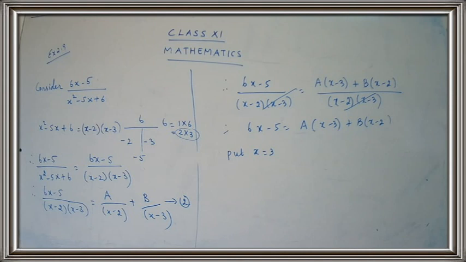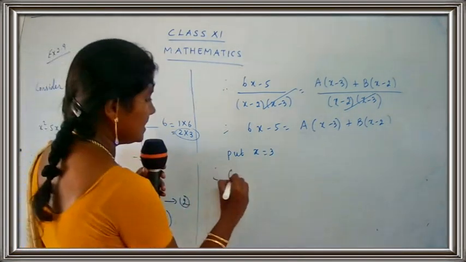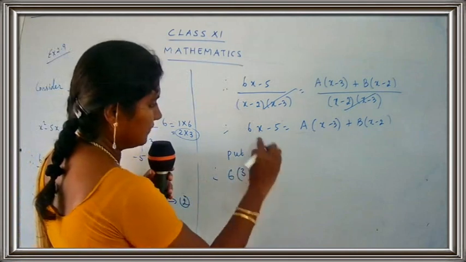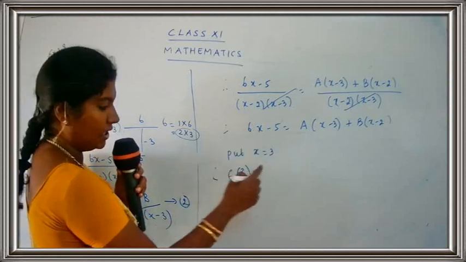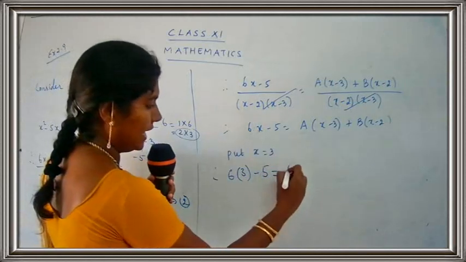Okay, so let's check the answer. You have to put x as 3. So wherever you have x in the equation, you have to put it as 3. So what do you get here? Therefore 6 into 3 minus 5, in place of x I am replacing it as 3, minus 5 is equal to a.